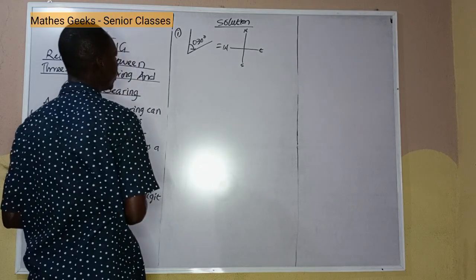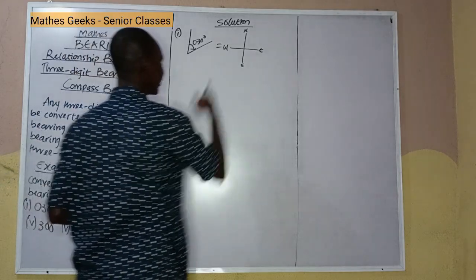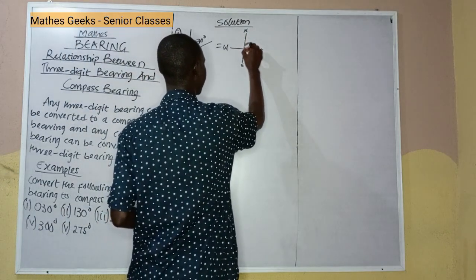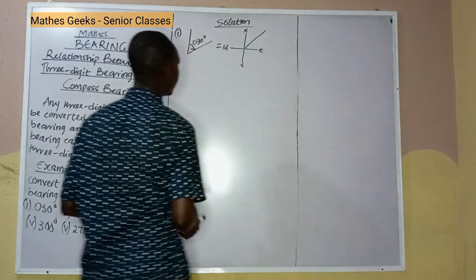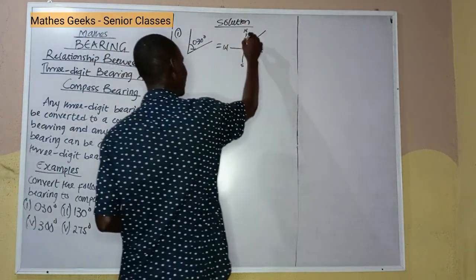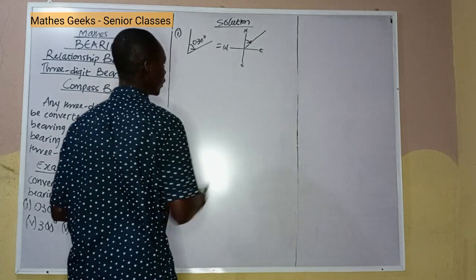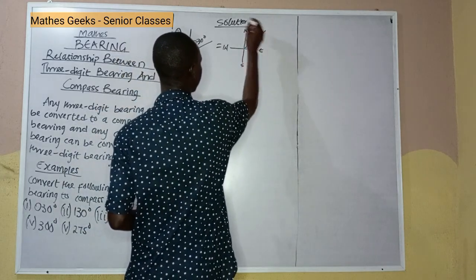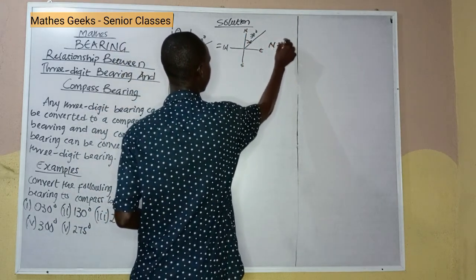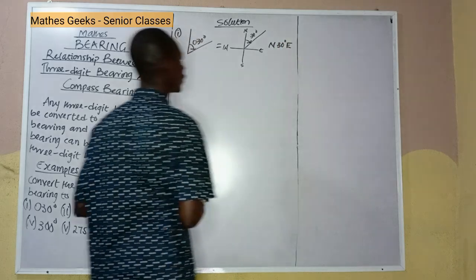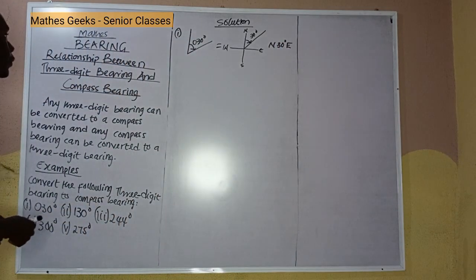So in this case, 030 degrees would be like this. So this is our line. The principle is that your measurement should start from the north to the line, and that will give you 30 degrees. So this is north 30 degrees east. That's the answer to number one. Okay, number two.